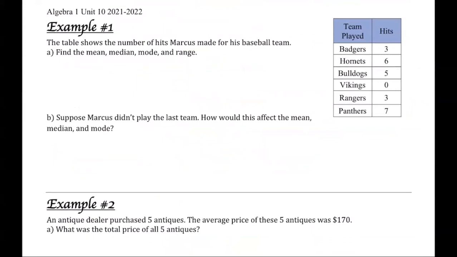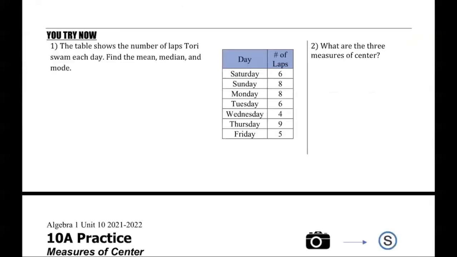And this one says the table shows the number of hits Marcus made for his baseball team. Now you're going to notice that in statistics, there's a lot of different ways to organize the data. Organizing the data is kind of like the step before analyzing it. So one of the ways you're going to see it organized is in a table like this.